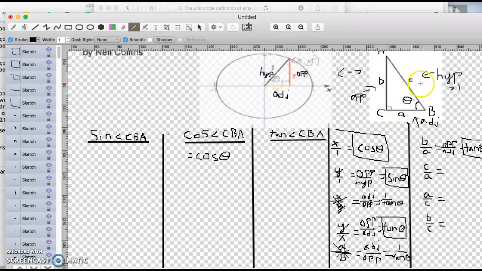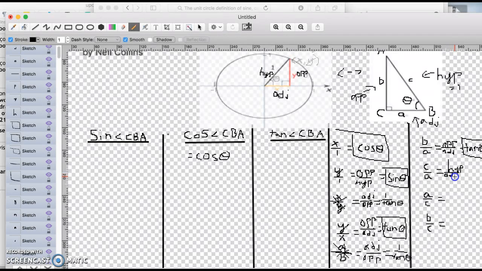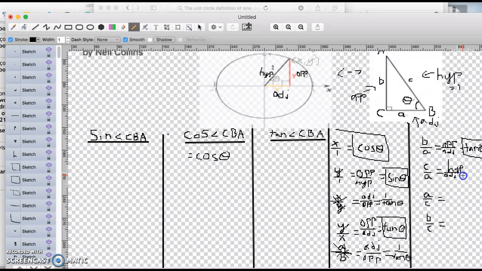So C, hypotenuse over A, the adjacent. So it's going to be hypotenuse over adjacent, which would be the complete opposite of cosine, which would make it, once again, a cotangent. Or not a cotangent, it would be 1 over cosine of theta. Perfect.